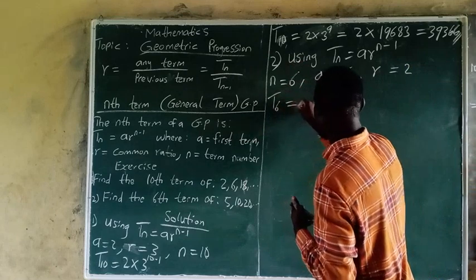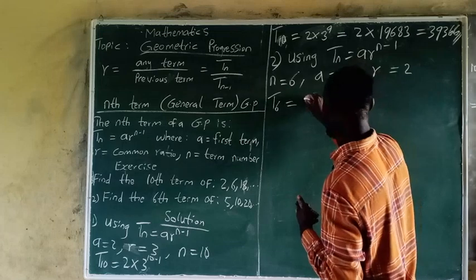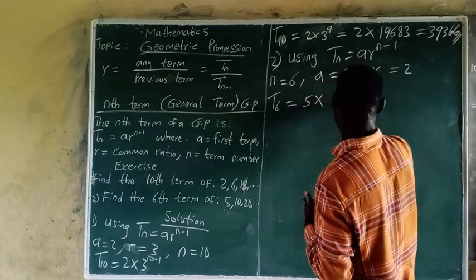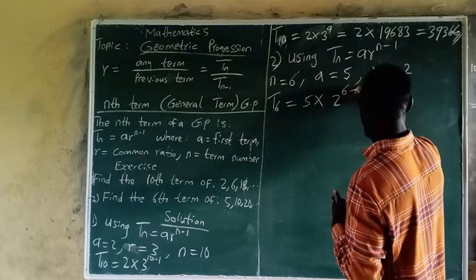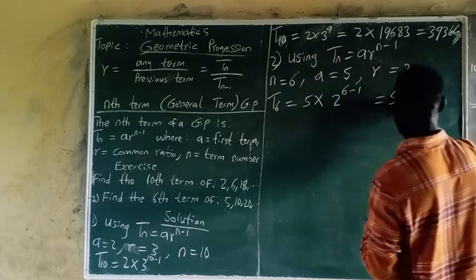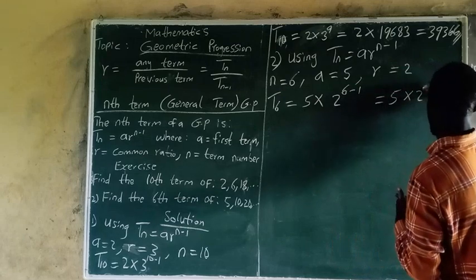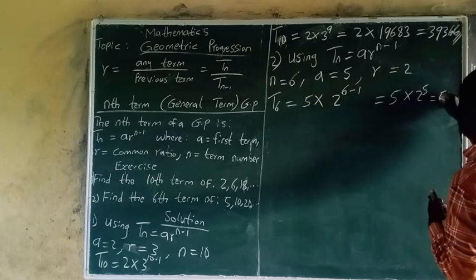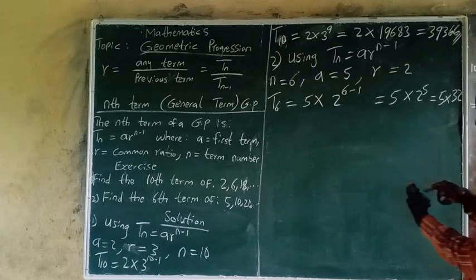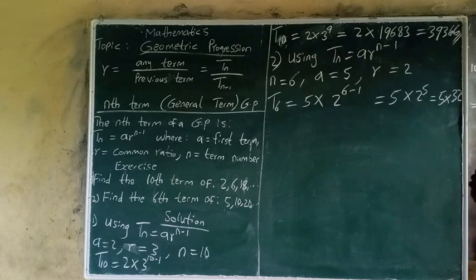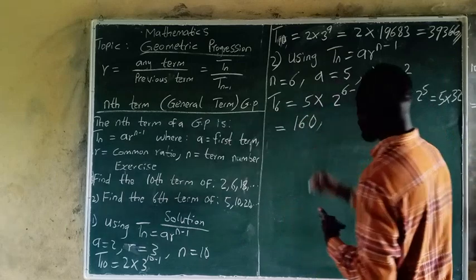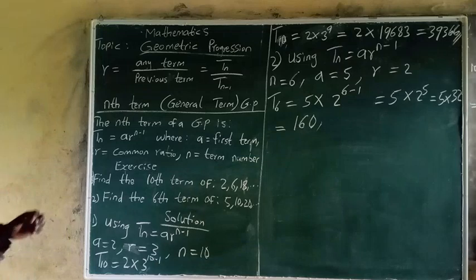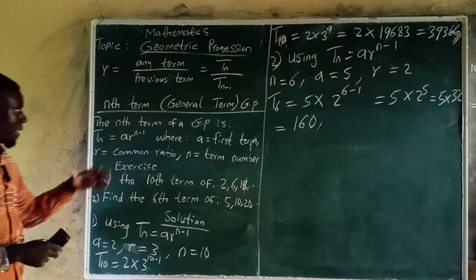So substitute into the formula. T sub 6 is equal to our first term, a, which is 5, times our common ratio, which is 2, raised to the power of 6 minus 1. This gives us 5 times 2 raised to the power of 5, which is equal to 5 times 32. 5 times 32 gives us our final answer, 160. So this is how we use the nth term formula to solve geometric progression.